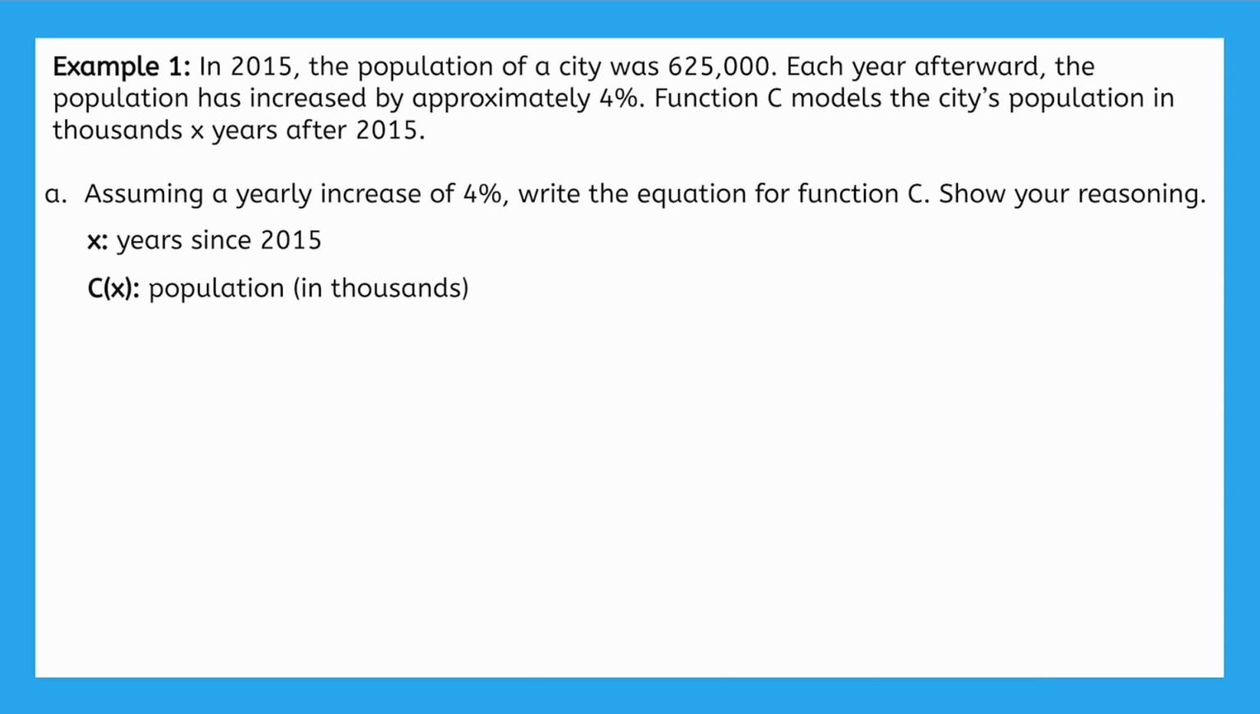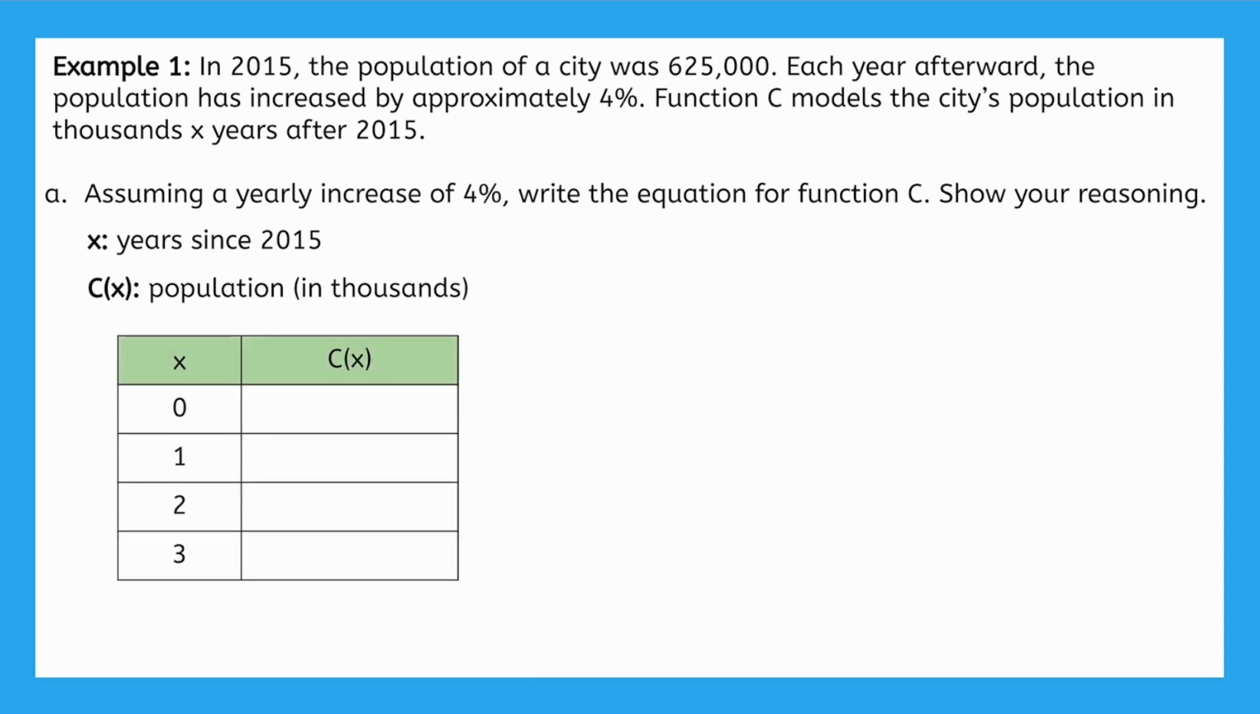Let's start analyzing this function with a table. Since we have an initial population of 625,000, when the input is 0, the output is 625. Pause the video and try to complete the table with the populations at years 1, 2, and 3. To find the population after 1 year, we could find 4% of 625 by multiplying 0.04 by 625, which is equal to 25. Then we would add that 25 to 625 and get 650. This would be the new population at year 1.